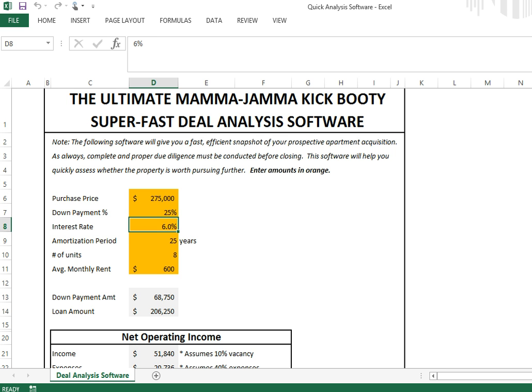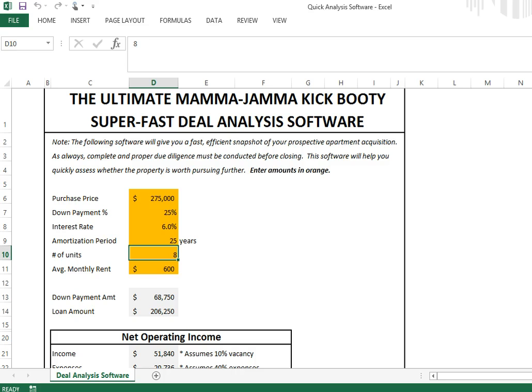Okay, so the next one, interest rate. Let's say I put 6%. I mean, right now, if you have good credit, you're probably looking at more like 4.25. But let's say it's 6% for the purpose of this example. Amortization period, this can be anywhere from 25 to 30 years. A more conservative number would be to put in 25 years, because that's going to make your payment higher, so it's going to make your cash flow lower. So it's conservative. If you want to pull your payments out over 30 years instead, then you can increase your cash flow because you'll be paying less of a mortgage payment every month. So 25 to 30 years is realistic.